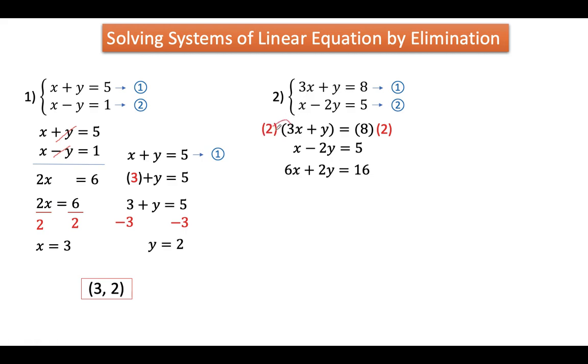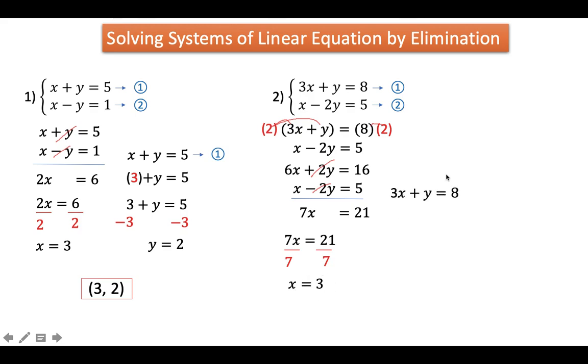2 times 3x is 6x, 2 times y is positive 2y, 2 times 8 is 16. And if we're going to write down this equation 2, you can notice that this positive 2y and negative 2y can now be eliminated if we're going to add them. So 6x plus 1x is 7x. This is 0, and 16 plus 5 is 21. So we are left with a one-variable equation. We can now find the value of that x. So we can divide both sides by 7 so that x is left, and 21 divided by 7 is 3.